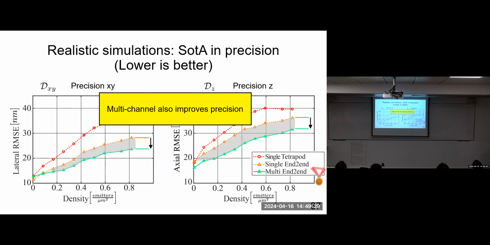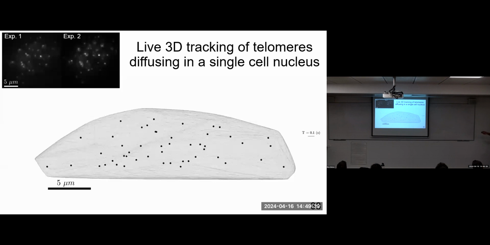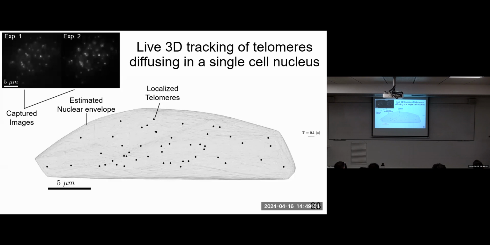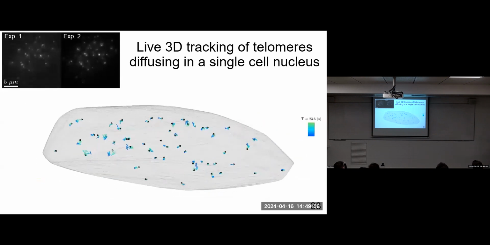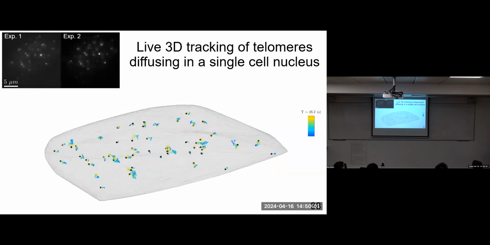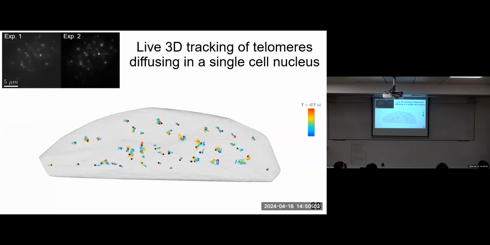And obviously, simulations are simulations. The more complicated the system gets, you need to somehow implement it. So there's always that fear that this doesn't translate to reality. And in this case, again, we imaged live telomeres in a single cell nucleus and tracked them over time in 3D. So here you see the captured images and the estimated nuclear envelope of the nucleus of the cell, the localized telomeres and the tracking time bar. If I now play this movie, you can see that basically we recover almost all of them with various different motion types across the entire volume of the nucleus.